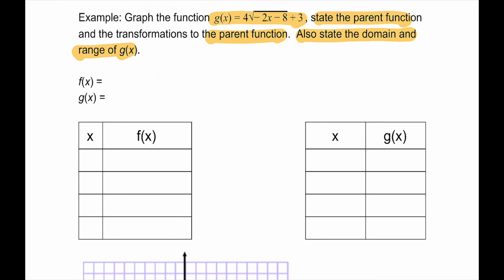So let's define our parent function. So f of x is going to be my square root function. So f of x is root x.